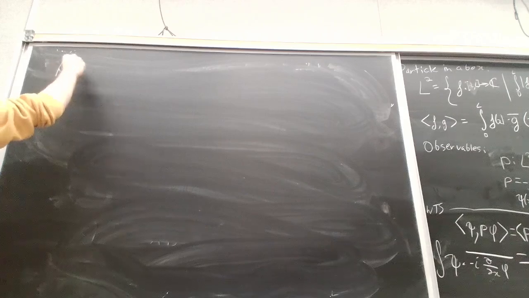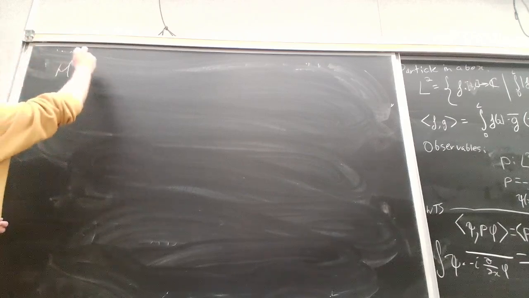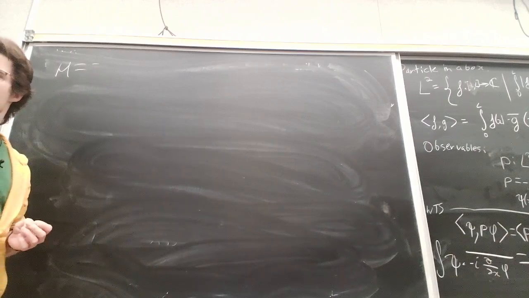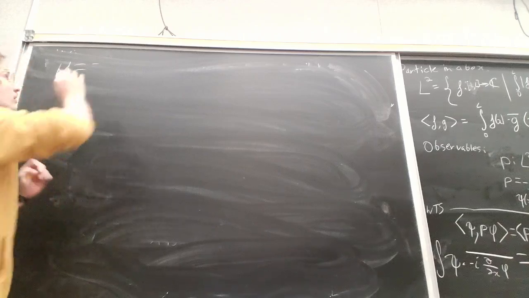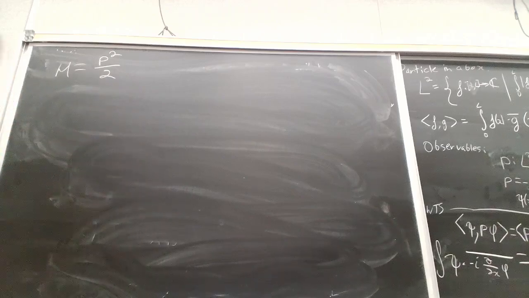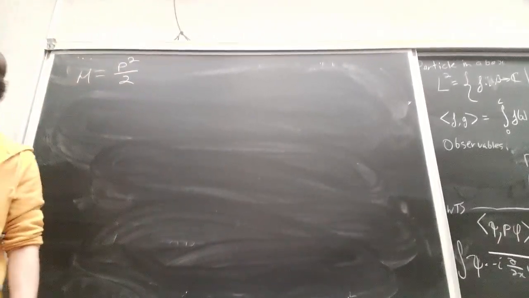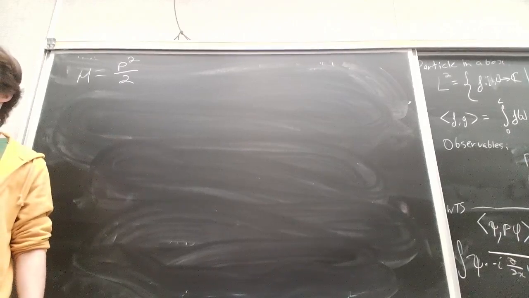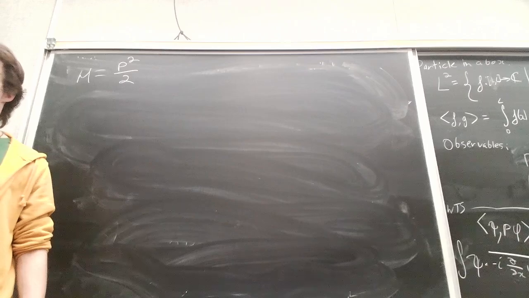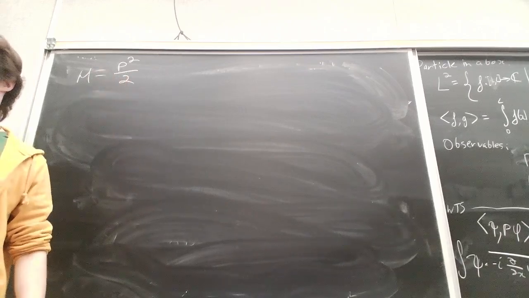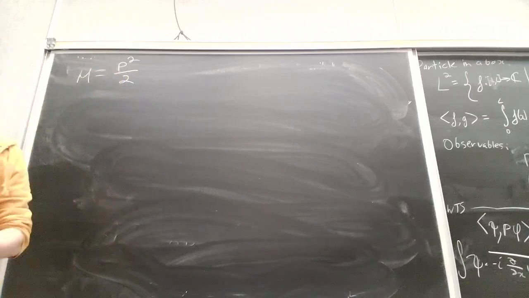So I'm going to define the Hamiltonian to be p squared over 2. Why is this the obvious thing to take? It looks like kinetic energy. Yes, but I set mass to 1. Kinetic energy is p squared over 2m, and here I just set mass to 1.